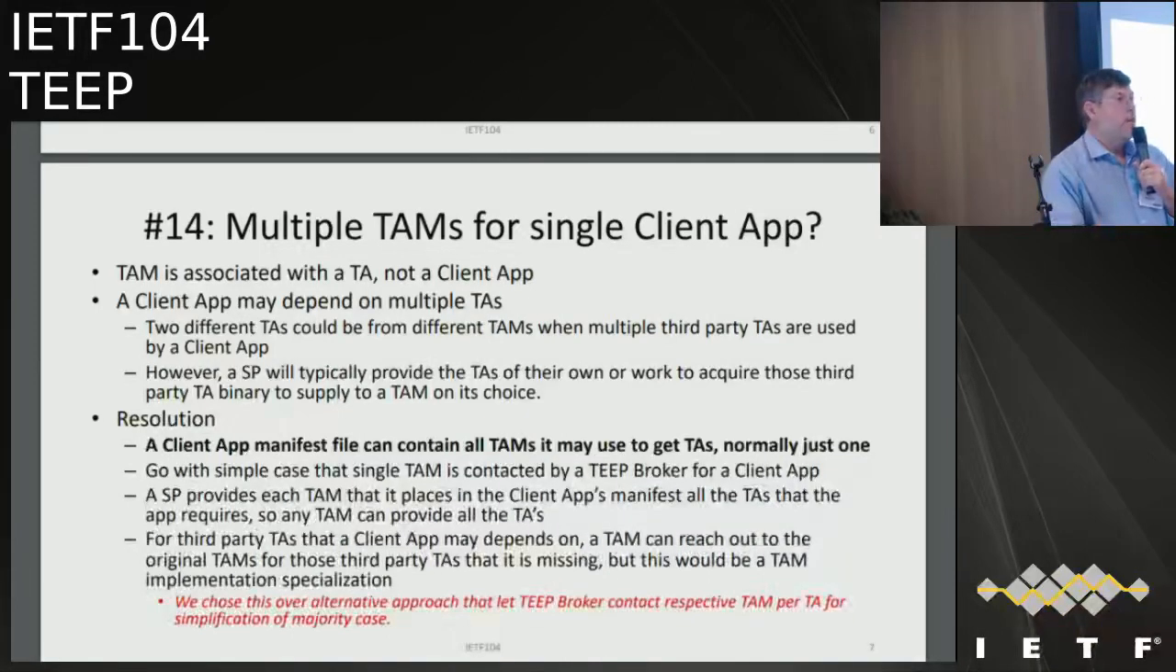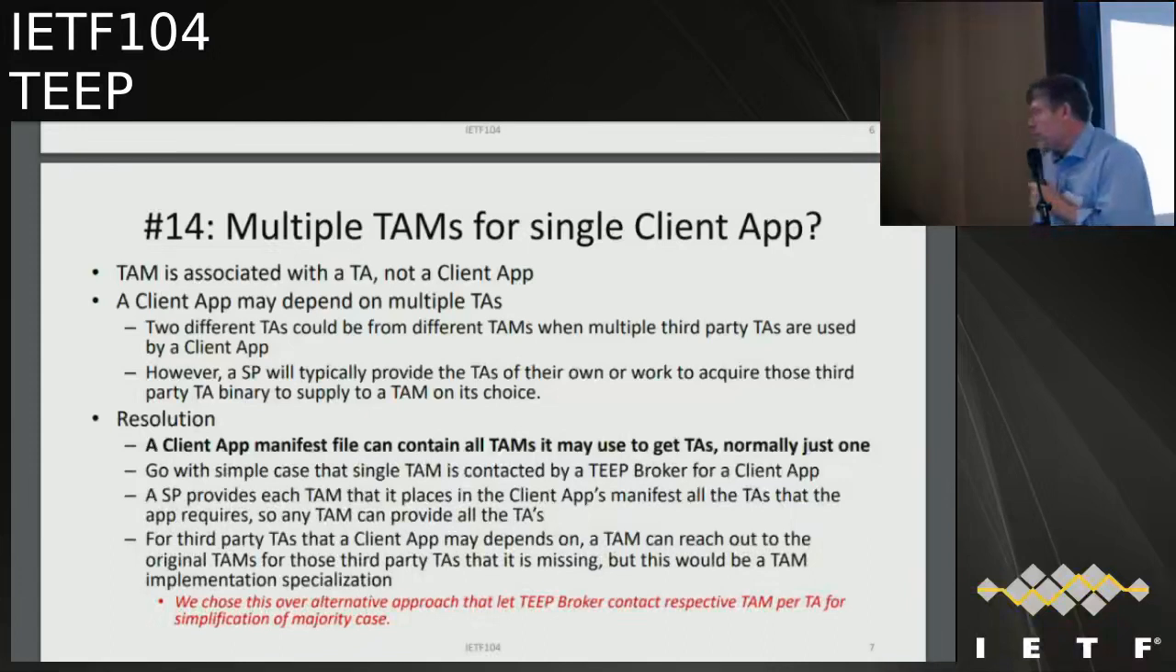When it doesn't have one of those TAs, it does its own processing to go out and grab that from another TA and provide it down. So then the TEEP broker is still only going to a single TAM. And that's the concept that we have. Are there any questions on that? Any disagreements?